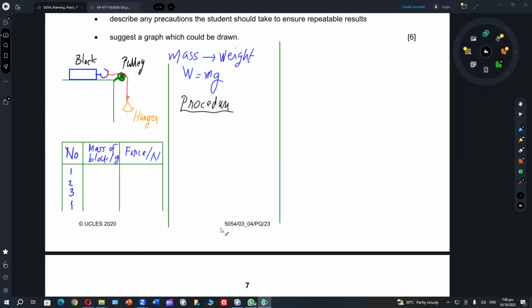Arrange the apparatus as shown. Start loading the hanger with known masses until the block begins to move.